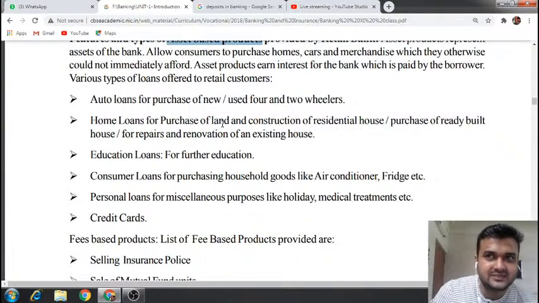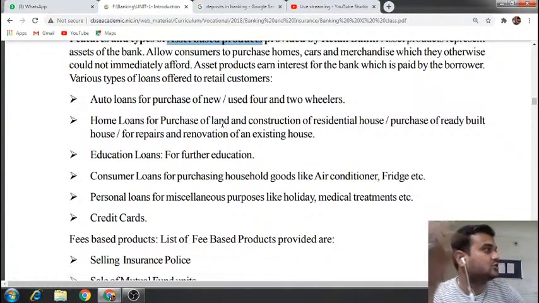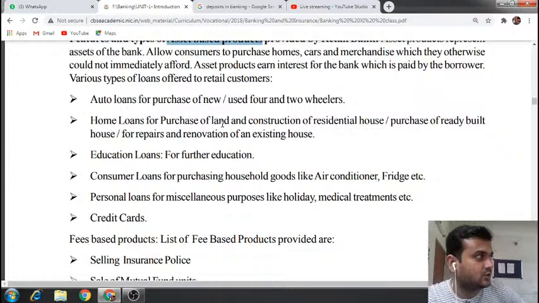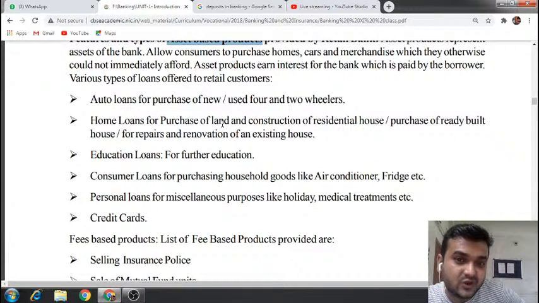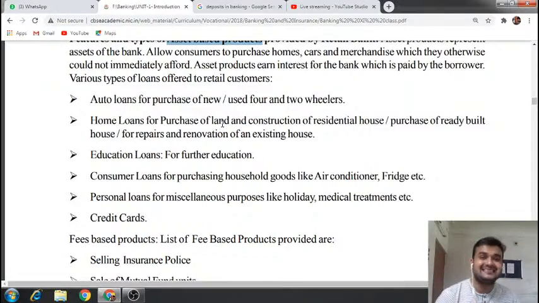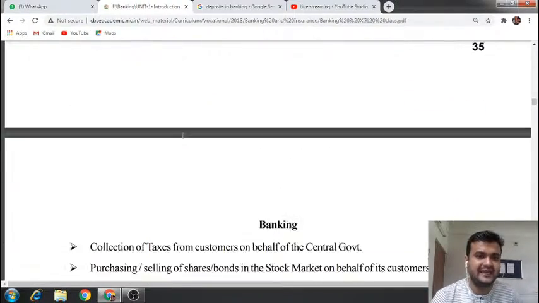So what are the different asset-based products? When you are giving loans: house loans, home loans, auto loans. Understood? So for example, for 1 lakh, the bank has given a loan. When you repay the loan, the bank will not take just 1 lakh. The bank will take something more than 1 lakh, and that extra will be treated as profit. So that is why whenever a bank gives loans to the general public, it is treated as an asset for the bank.